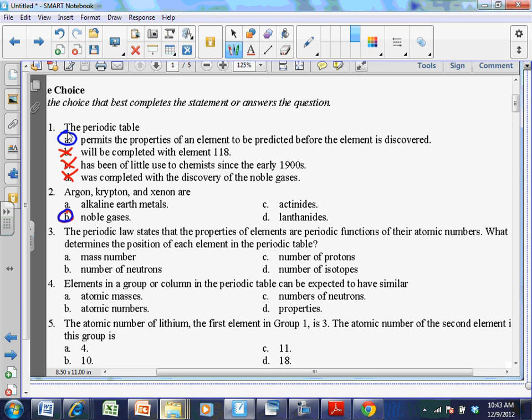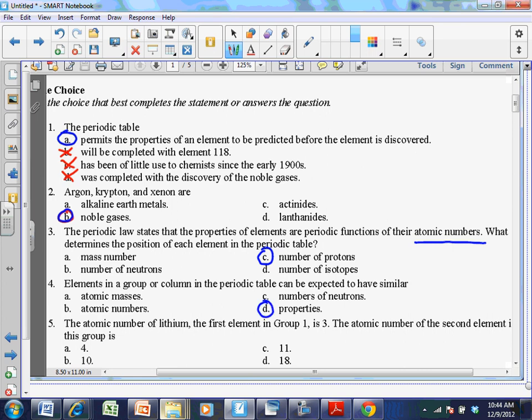Periodic law states that the properties are periodic functions of their atomic numbers. What determines the position? The atomic number is the number of protons. So we arrange the elements in increasing atomic number, and then we put elements with similar electron configurations below one another, similar number of valence electrons. Elements in a group or column in the periodic table can be expected to have similar properties.